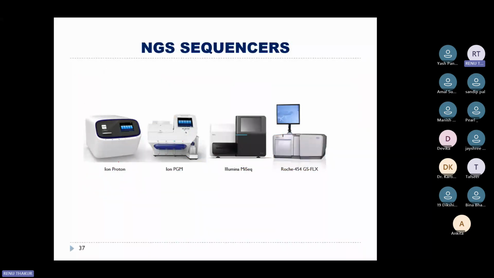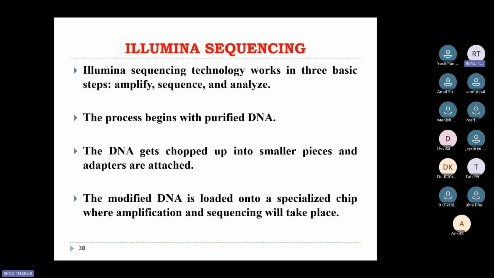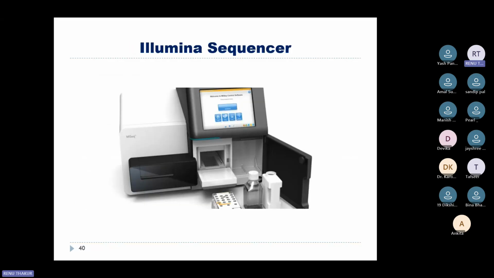This is Ion Proton, this is Ion PGM, Illumina. Most places have Illumina. We also have Illumina in our IISER Kolkata. And we have one more variant, Roche 454. These sequencers look more or less like a PCR machine. They are compact and do not require that much space. This is an Illumina sequencer. You can see the sample holder. This is a screen where you put all the information about the run, because obviously you have to do the PCR before the sequencing.